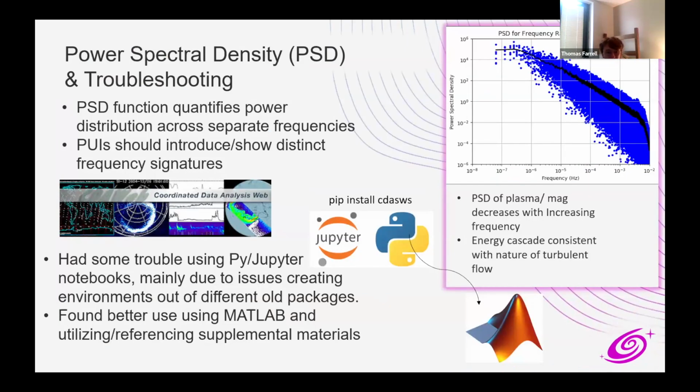So first we performed a power spectral density function on it to see how it changes with increasing radial distance. And we found that it decreased with increasing frequency, which is pretty consistent with the nature of cascading turbulence as it expands.